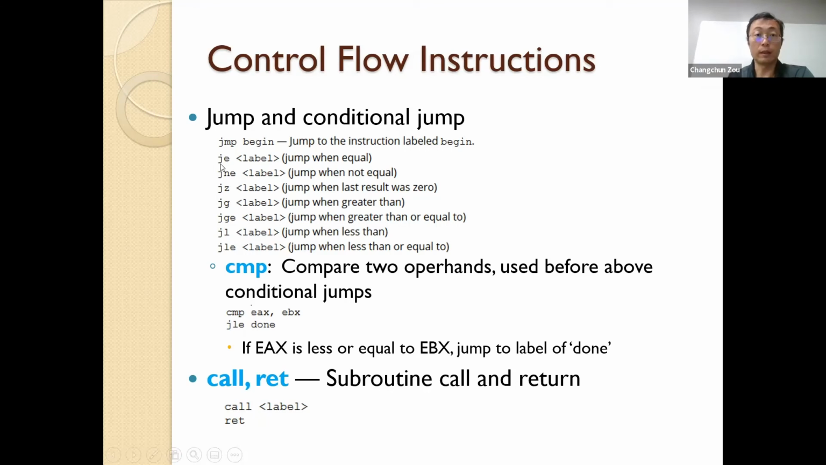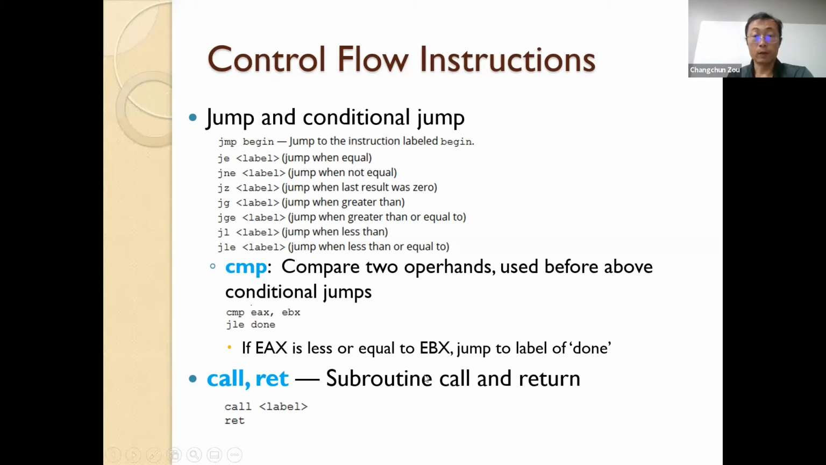So here is jump equal, jump not equal, jump zero. If the last result was 0, then you would jump to that label. Jump greater or equal. So those are the things.